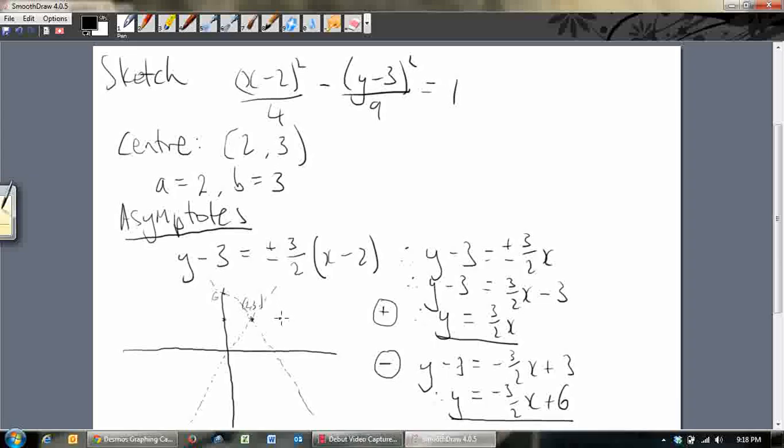And so what it will look like is something like this. It will go up to there and down to there. Similarly, up to there, down to there. Anyway, I'm not very good at this program yet. And so that's your hyperbola there. Label the turning points, label the centre of the graph, and if the question asks you, label the x-intercepts, etc. And that's hyperbola.